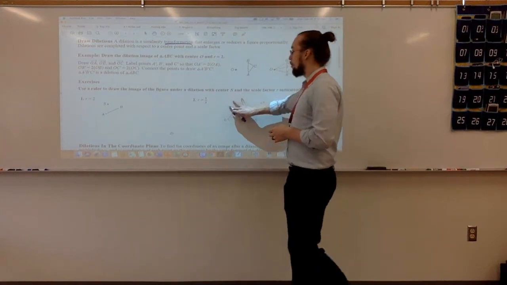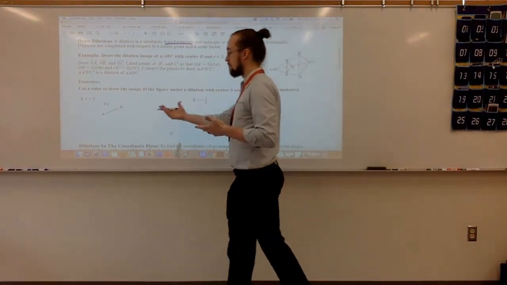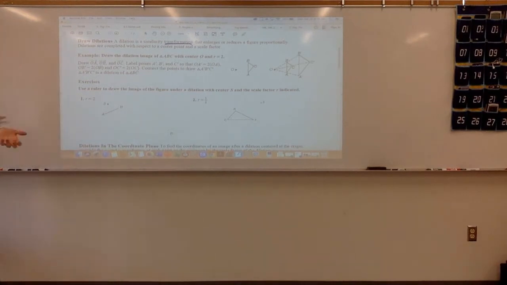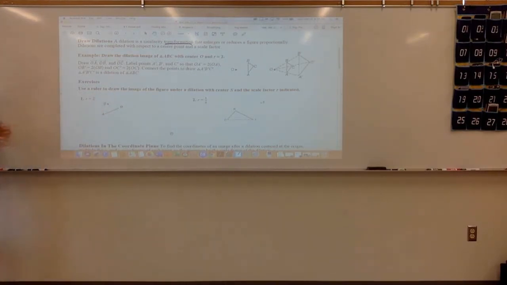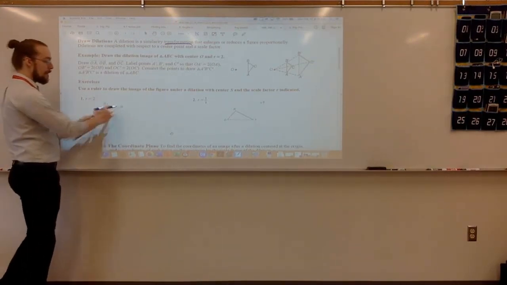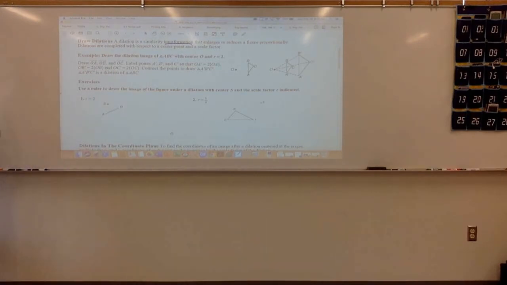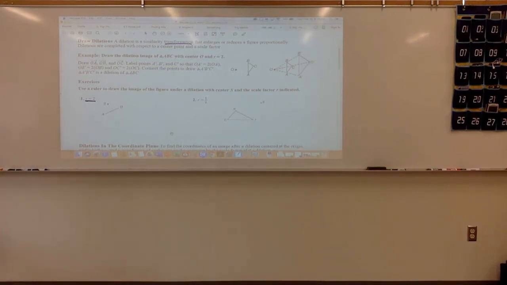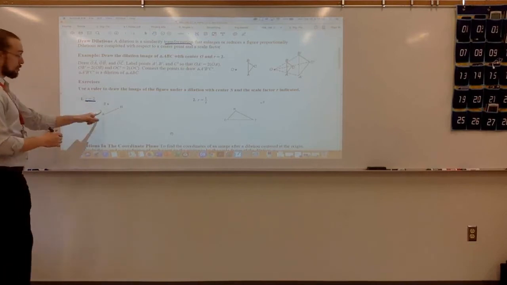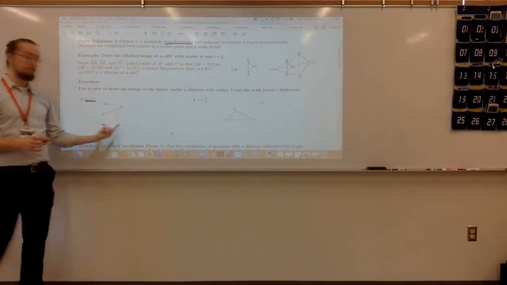So what we want to talk about first of all is thinking about doing this without a coordinate plane. What's actually happening to make a figure bigger or smaller? So in these first two examples, it says use a ruler and measure. We're just going to kind of eyeball it because we're going to focus more on the coordinate plane stuff. So the idea is, if I want to make this line larger by a factor of 2, this number right here, the R equals, is called our scale factor. So what this tells me is I'm going to double, I'm going to multiply by 2 this length.